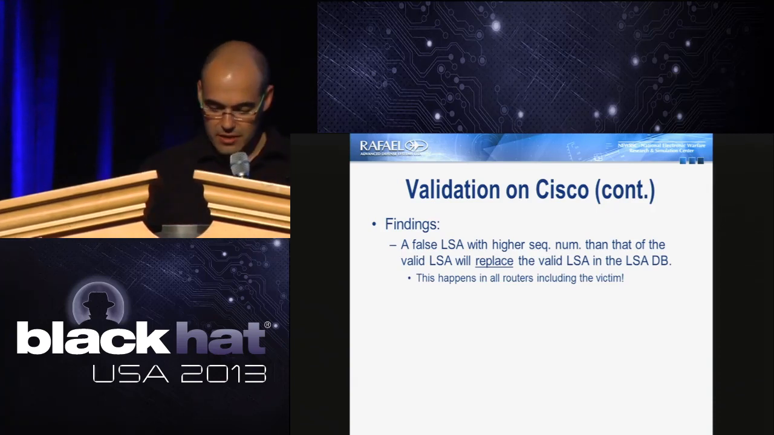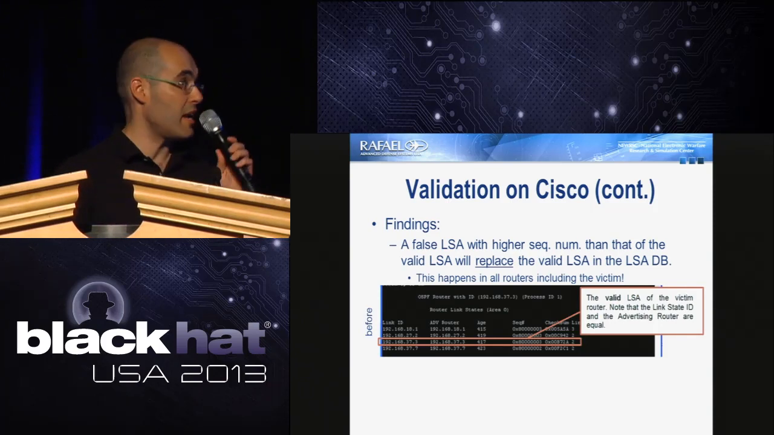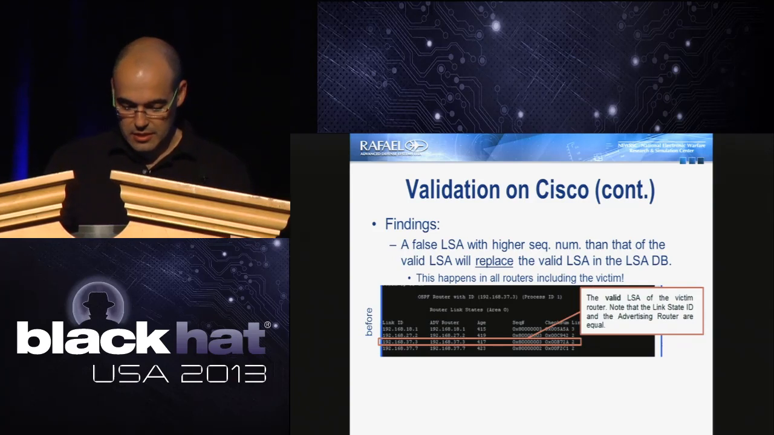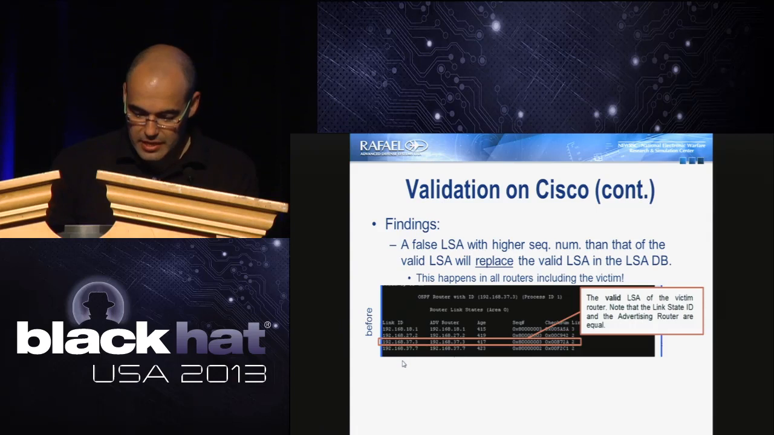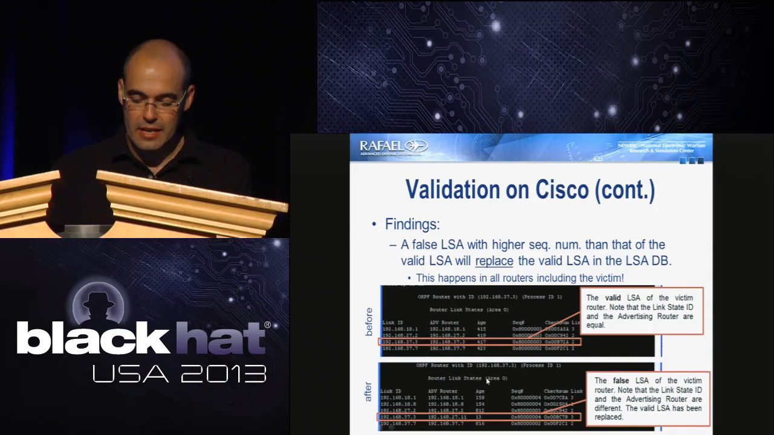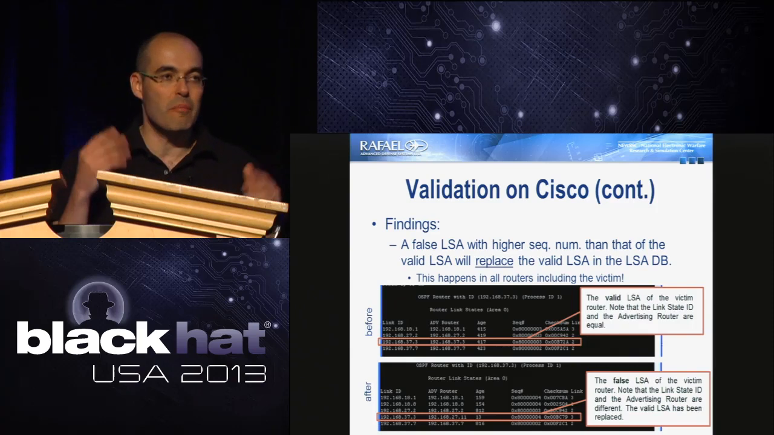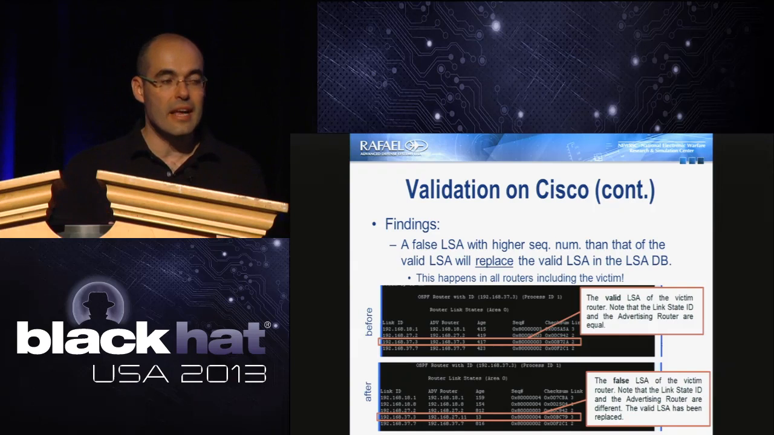Here's an example of a snapshot of an LSA database from our experiments. So here you can see the LSA database of the victim router. The ID is 37.3, and here you can see the valid LSA, which has a link state ID of 37.3 and an advertising router of 37.3, as it should. This is before the attack. And after the attack, again, the link state ID is 37.3, and here you can see the false LSA, which has a link state ID of 37.3 and an advertising router of 27.11. This is an arbitrary number I chose. And indeed, the LSA database after the attack does not include the valid LSA. It was simply replaced.